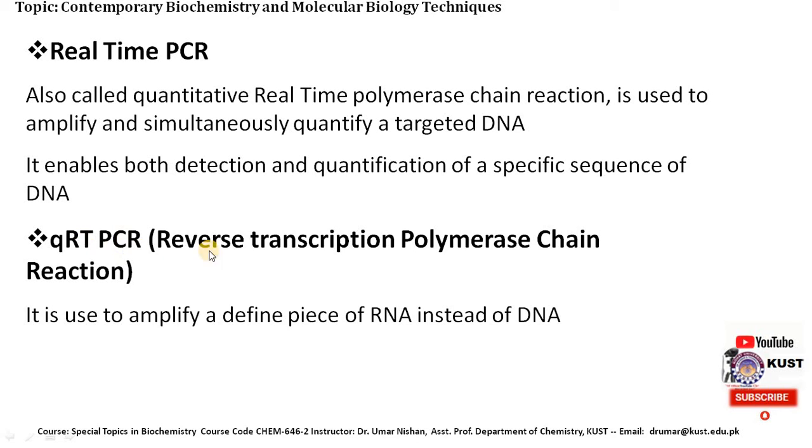Then we have QRT, a reverse transcription polymerase chain reaction. It is used to amplify a defined piece of RNA instead of DNA. What it does is that when we isolate RNA and then we make cDNA of that, or include the process of reverse transcription, then it can be quantified through quantitative real-time PCR.